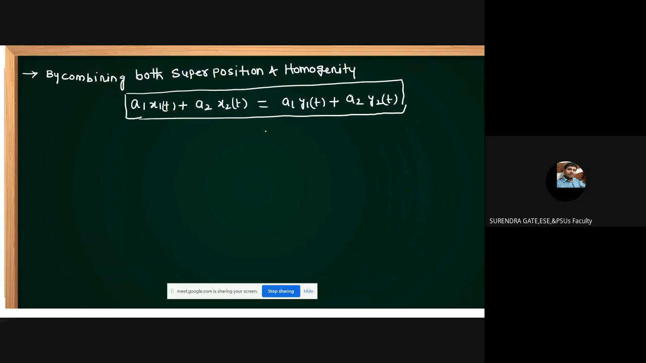Then what is the final observation here, students? If any system is satisfying the superposition and homogeneity principle, whatever the coefficients at the input side, the coefficients at the output side are also the same. The coefficients at the input side are a1, a2, and the coefficients at the output side are also a1, a2. Then it is satisfying both homogeneity and superposition principle. Then it is a linear element.